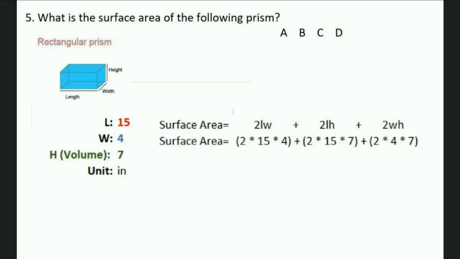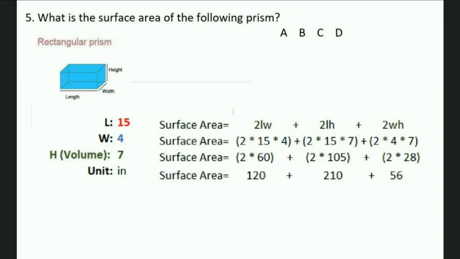Our surface area here is 2 times 15 times 4 plus 2 times 15 times 7 plus 2 times 4 times 7. 2 times 60 plus 2 times 105 plus 2 times 28. 120 plus 210 plus 56 equals 386 inches squared. Our answer here is C. Our answer is C.